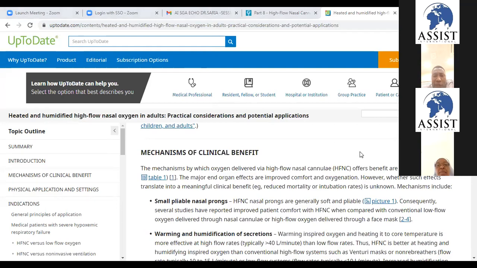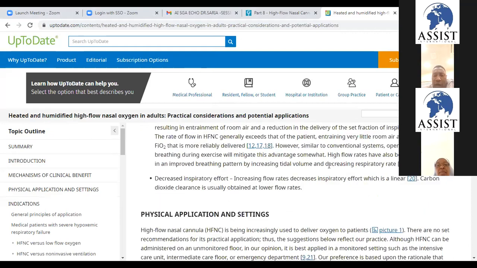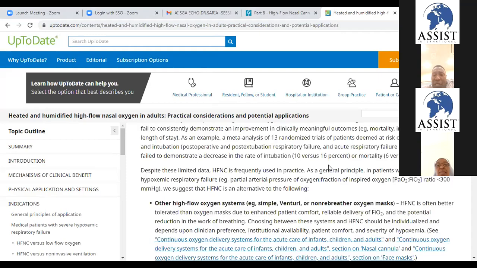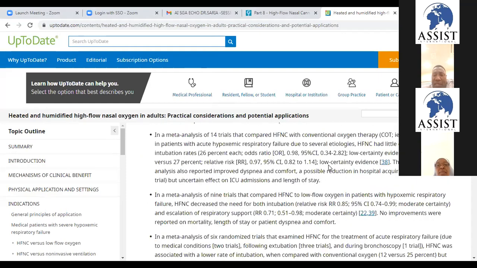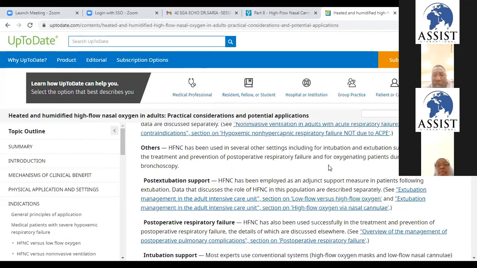Kevin, can you just scroll down to the benefits? This is the link which we can use at our own time to go through the presentation and get more details. Remember, we are just discussing some of the key issues, but you can go through the literature and learn more about the high flow oxygen therapy.